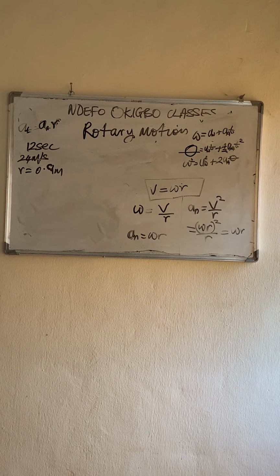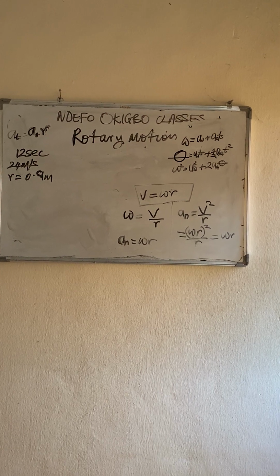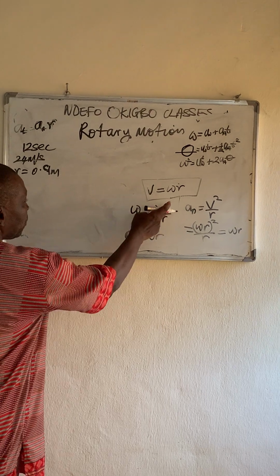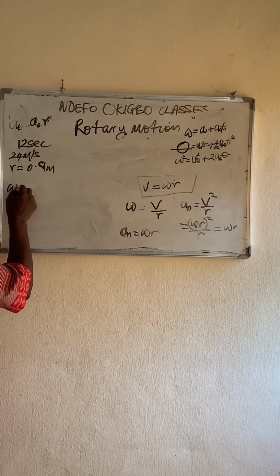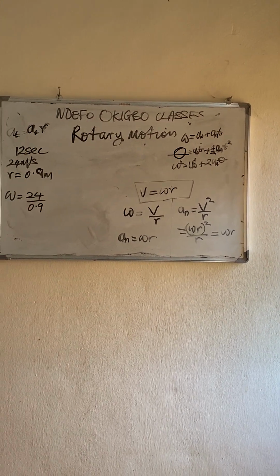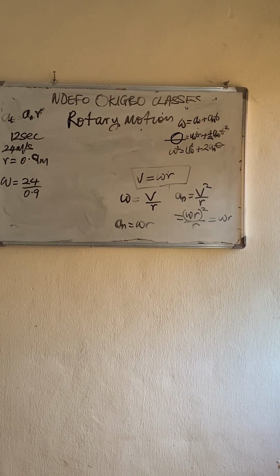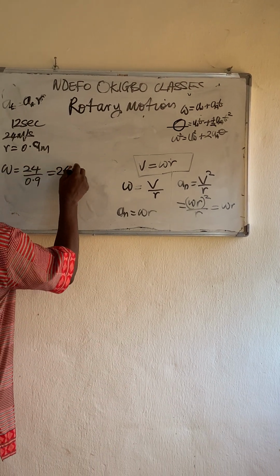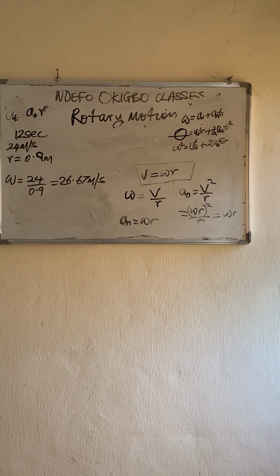So to start with, since it started from rest, angular velocity, as we know, would be velocity over r. Angular velocity is equal to tangential velocity over r, which in this case is 24 over 0.9, which I got to be 26.67 radians per second. This is the angular velocity.